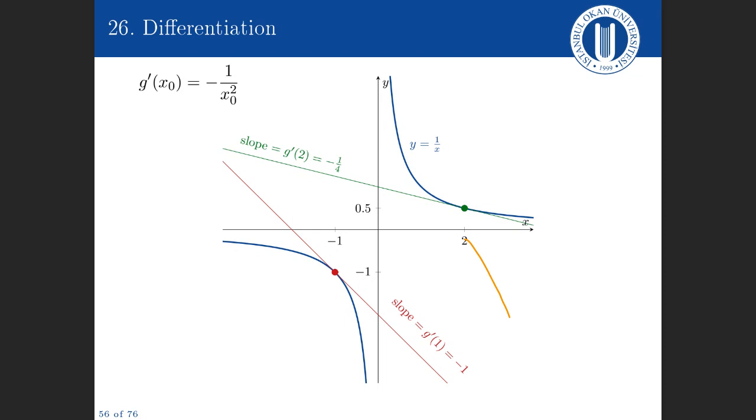For example, if x0 is equal to 2, put number 2 in here, the slope of the green line, and therefore the slope of the blue curve, when x is equal to 2, is minus 1 divided by 2 squared, so minus a quarter. Or if we put in x0 is equal to minus 1, we get minus 1 divided by minus 1 squared, which is minus 1. The slope of this red line, and therefore the slope of the blue curve, when x is equal to minus 1, is equal to minus 1.